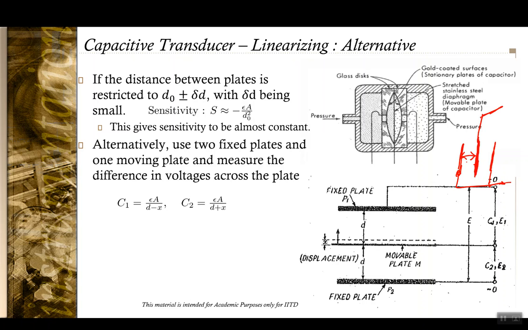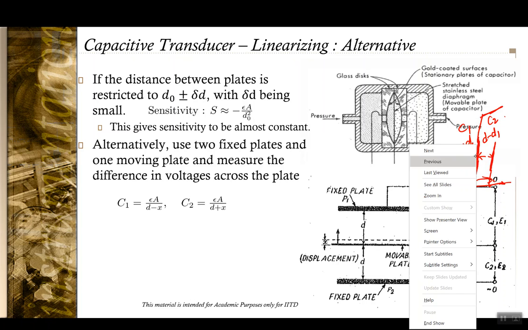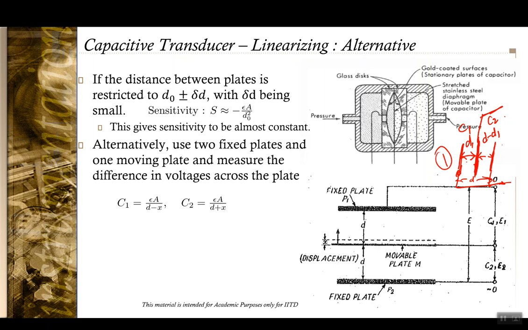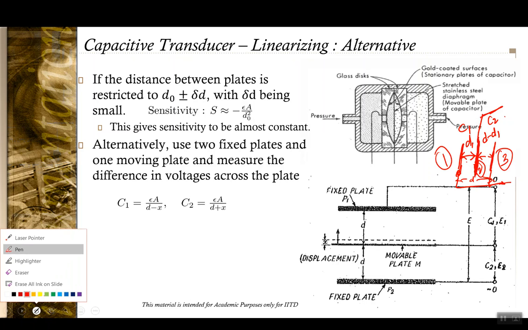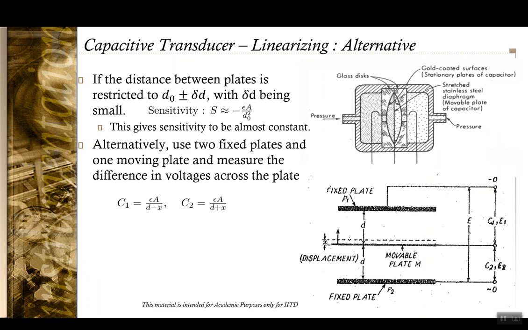Due to the change of motion of the diaphragm, this can be D1, this can be D minus D1, where D is the total distance between these two plates. Then you have two capacitors, and the capacitance of both the capacitors is changing due to the relative change in the distance between plate 1 and plate 2, and plate 2 and plate 3. So basically what you have is two fixed plates and one moving plate, and they form a combination of two capacitors, and that can be used as a measurement device. Either they can be connected in series or in parallel.